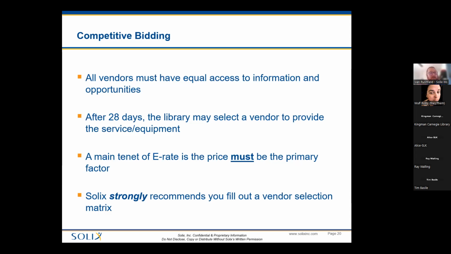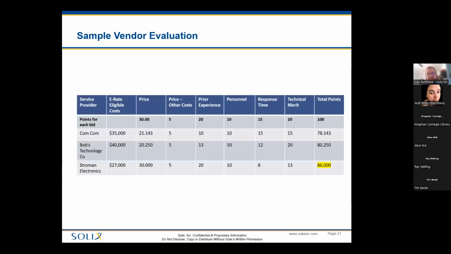As I mentioned previously, you have to wait 28 days before you can select someone. A major point here, and this is something I cannot stress enough, a main tenet of E-rate: the price must be the primary factor. Not more than 50%, not the be-all and end-all. It just has to be the most heavily weighted. It has to be a higher score possibility than any other category. And because that is the case, we really strongly recommend that you fill out some kind of vendor selection matrix.